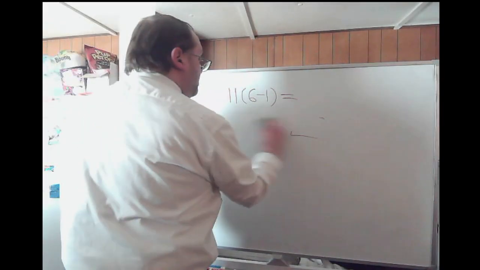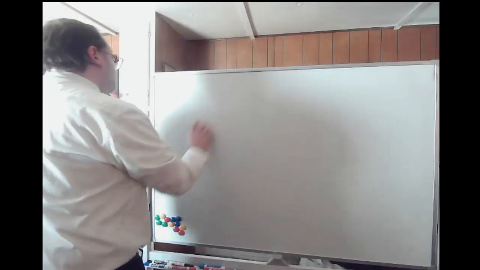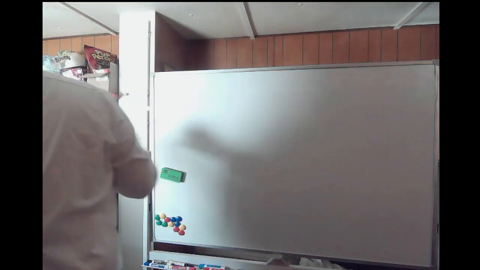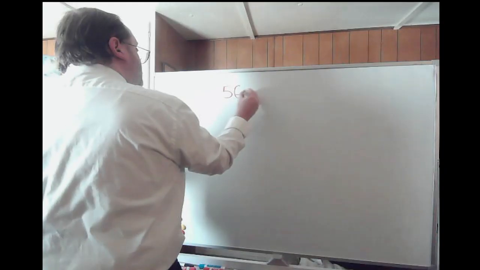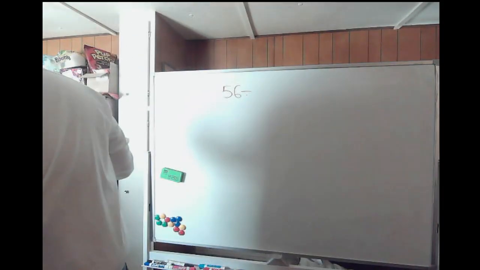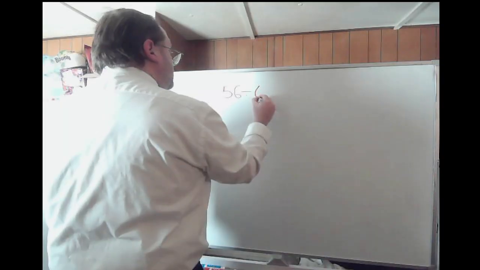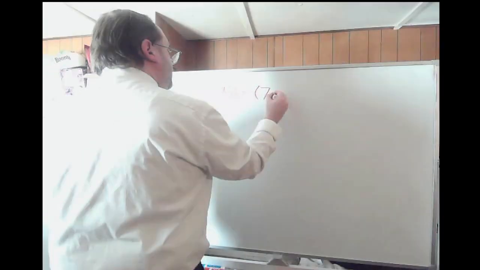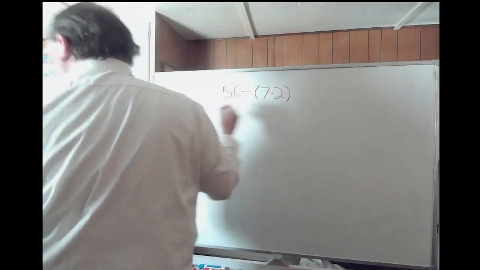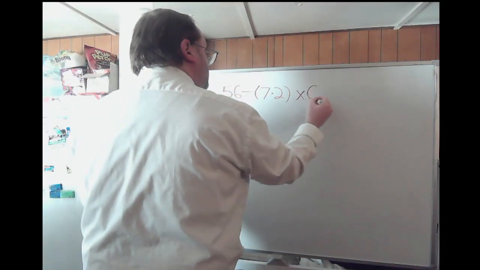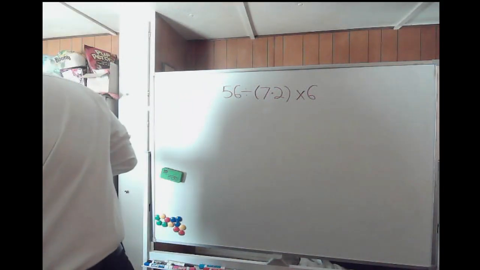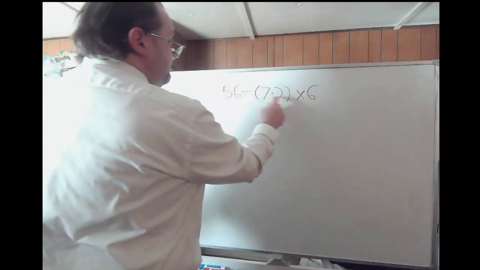I've got one more basic math problem here, and then we're going to do a few words. Alright, here we go. We have 56 divided by 7 times 2 times 6. We see two symbols for times.